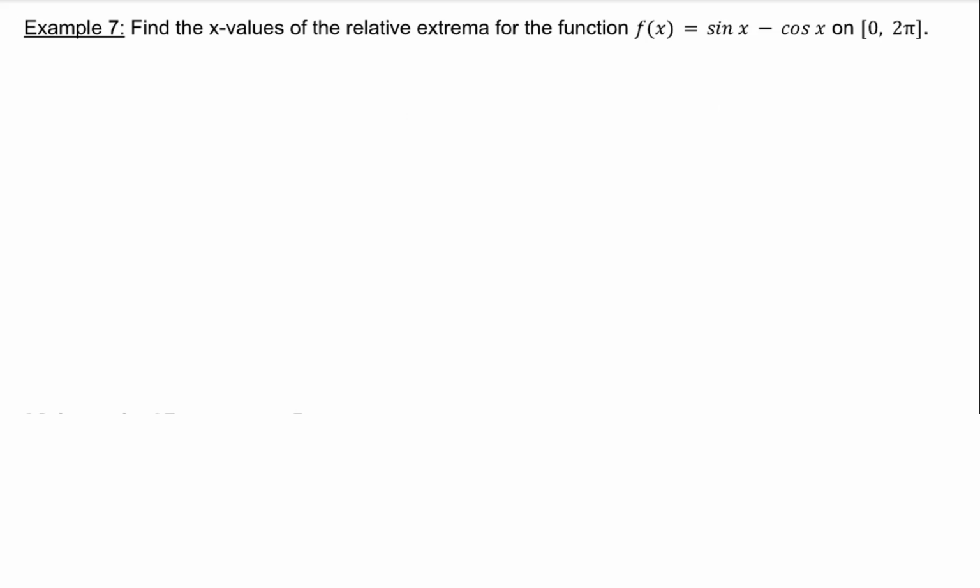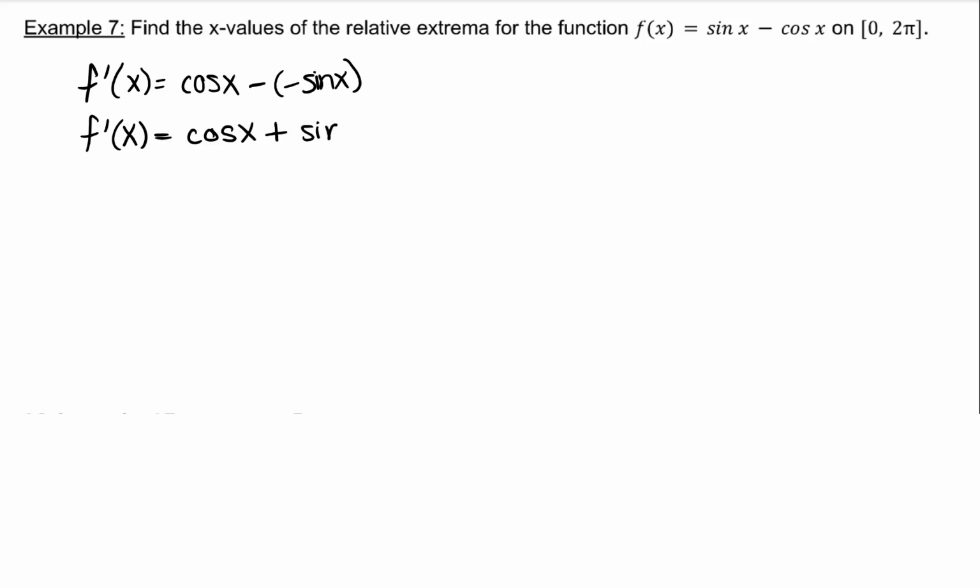Find the x values of the relative extrema for the function f of x equals sine x minus cosine x on the interval 0 to 2 pi. Let's begin by deriving. Now we're going to find critical numbers. There are no times when cosine x plus sine x is undefined because cosine x is defined for all x's and so is sine x. So the sum of the two is also defined for all x's.